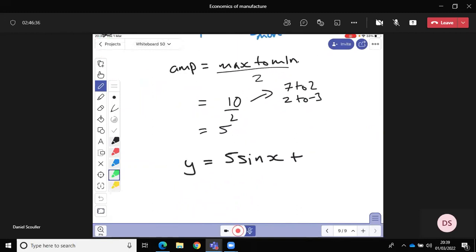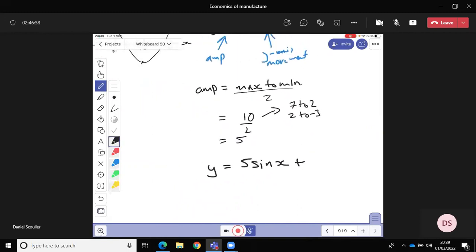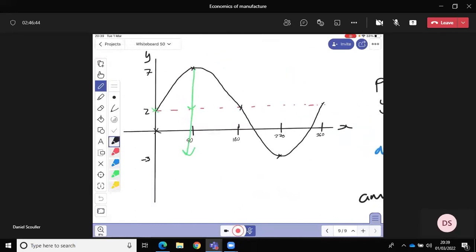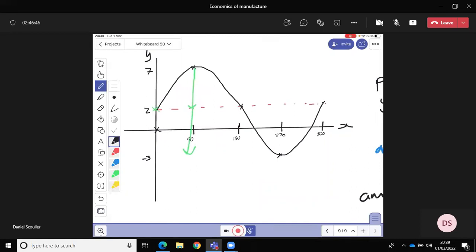Okay, so 5 sine x, and we're going up that vertical axis by 2 units. We're making 2 steps up. So every milestone is 2 steps up. So the maximum, if it's an amplitude 5, but we're sitting at 7, so it's gone up 2.